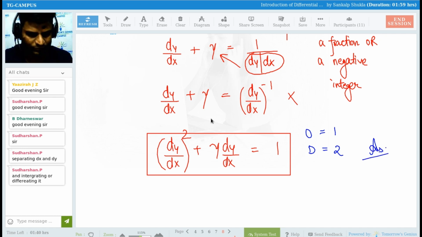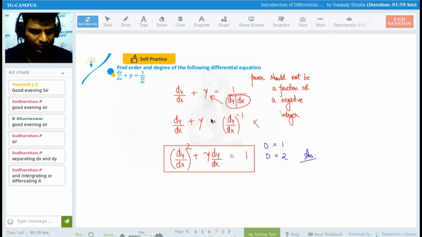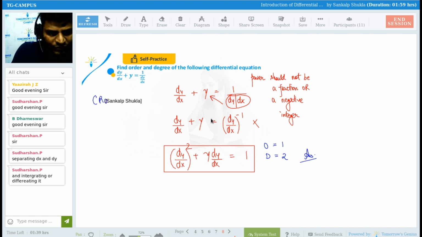Got it, everybody? So if there is something like 1 by dy by dx, it is not allowed. Why? Because it is written as dy by dx raised to the power minus 1, and power should not be a fraction or a negative integer. So if 1 by dy by dx is there, you can send that dy by dx to the left hand side. You can cross multiply. So I have done cross multiplication.